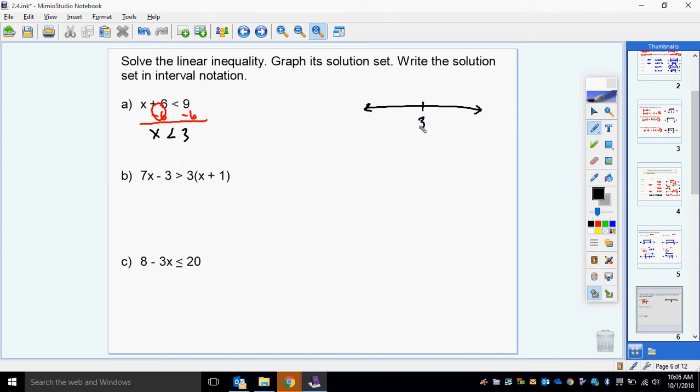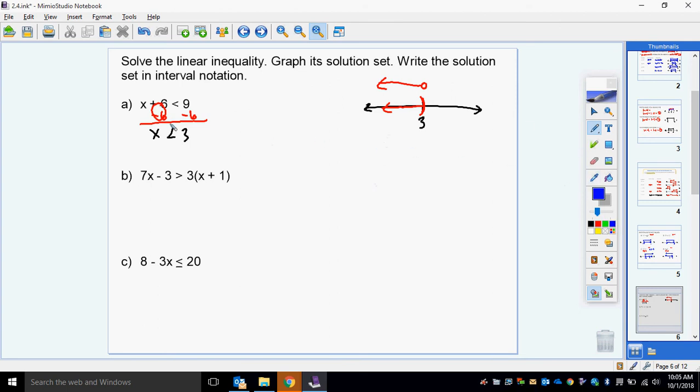I have 1 endpoint, 3, so I know it's unbounded. It means it's going to go on for infinity in some direction. It's an open circle or a parenthesis. And I know that the solutions, the numbers I have to plug in for x, need to be less than 3. So those numbers are off to the left over here. Or you could do a parenthesis and go off to the left. Either one would be fine.